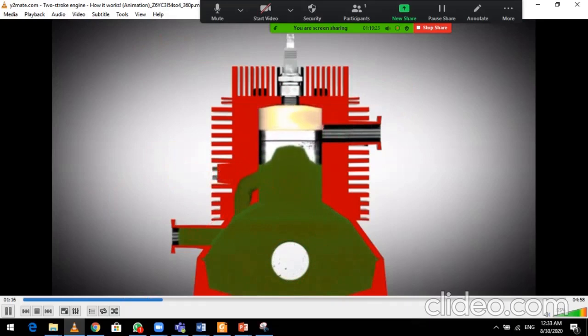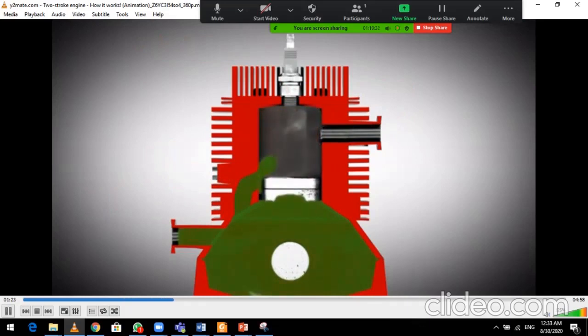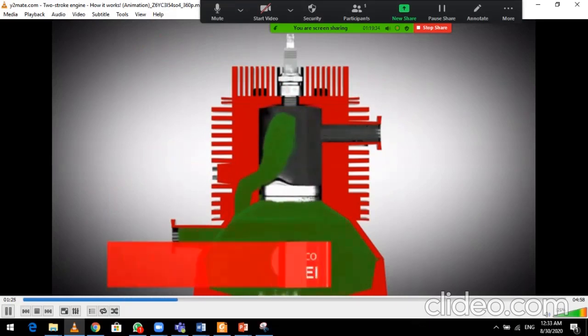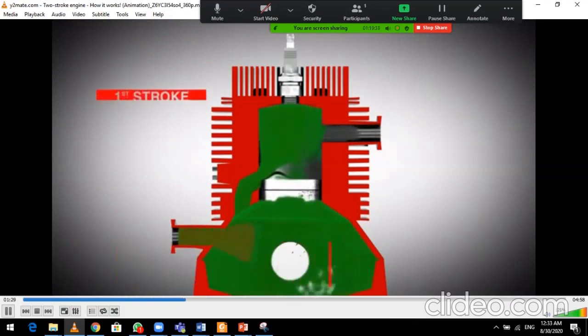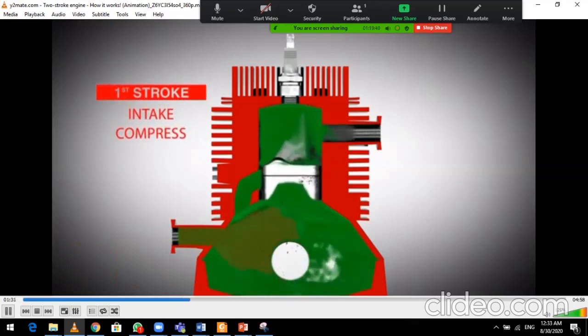The second cycle starts. The hot air expands and presses the piston downwards, reducing the volume of the crankcase. Because of that, the mixture is forced into the combustion chamber. At the same time, the fresh mixture forces the exhaust fumes out. Now the cycle starts all over again.